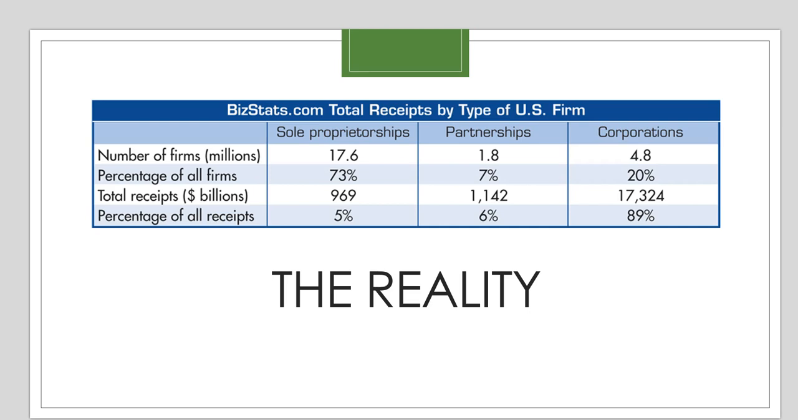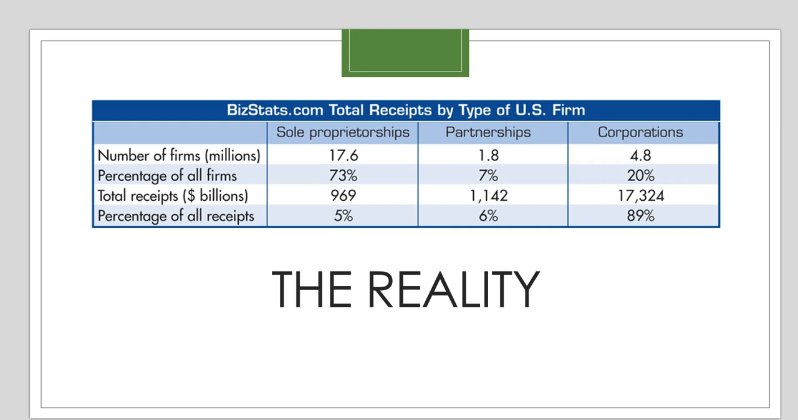So here in the U.S., we see that 17.6 million sole proprietors exist, while only 4.8 million corporations exist. So there are substantially more sole proprietors than there are corporations. 73% of all firms are organized as sole proprietorship, 20% as a corporation.